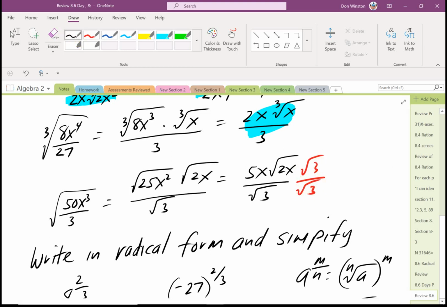So this will give me then 5x times root... Okay, some of you weren't multiplying your radicals in the end after you simplify. Remember to do that. 2x times 3 is 6x, and over 3. So that's my final answer.